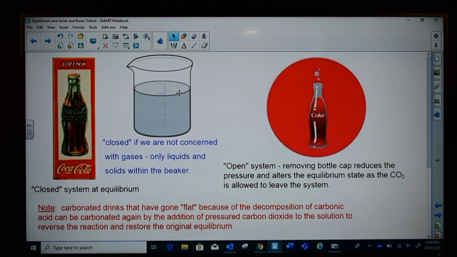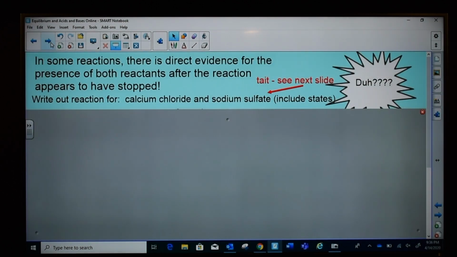Now, this beaker of water, or whatever solution it is, in the middle, does not have any gas in it. We're not worried about any gas that might be sitting on the top. All we're worried about is the solution. So even though there's no lid on it, we can still consider it a closed system because there is nothing entering or leaving the system that we are worried about. So, interesting to make that connection, that distinction.